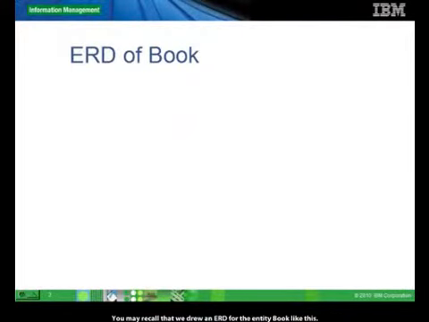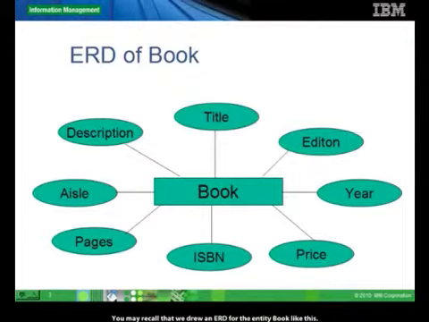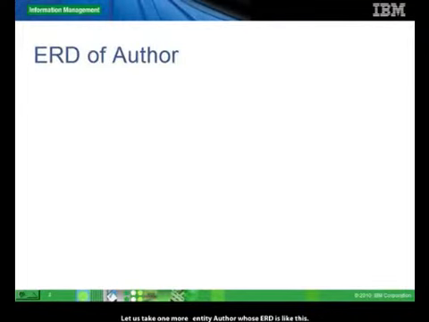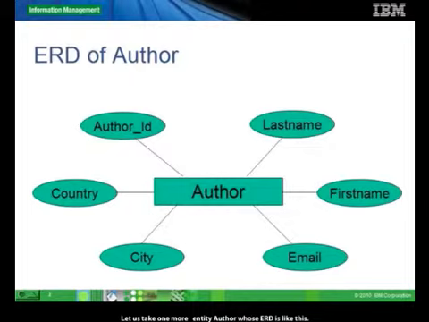You may recall that we draw an ERD for the entity book like this. Let us take one more entity, author, whose ERD is like this. The entity author has attributes last name, first name, email, country, and author ID. Let us see how these entities, book and author, relate to each other.